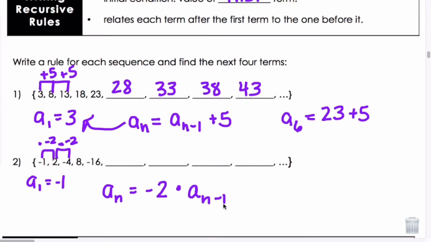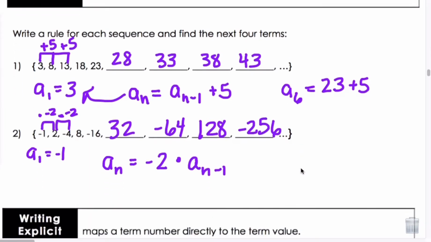Get that all clear, okay? So I can take my previous term and multiply by -2, and in this case, then I would get 32. Multiply that by -2, I get -64. Multiply by -2, I get 128. Multiply by -2, I get -256. Okay, and that's for, again, writing recursive rules.